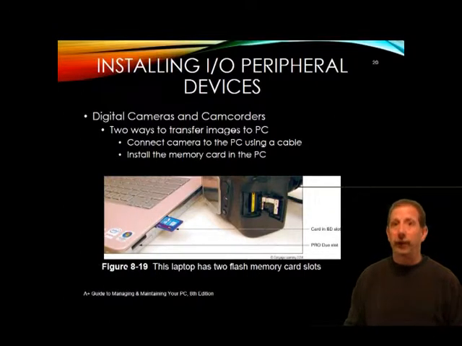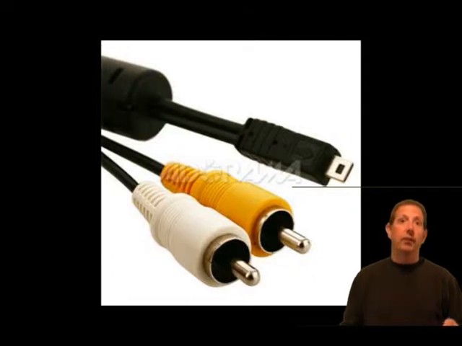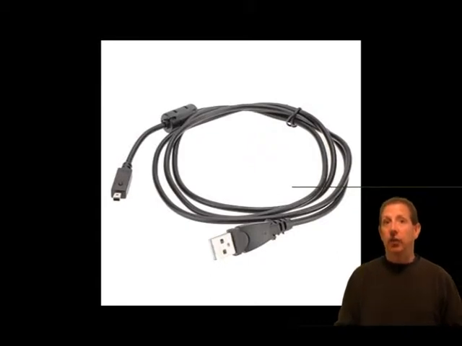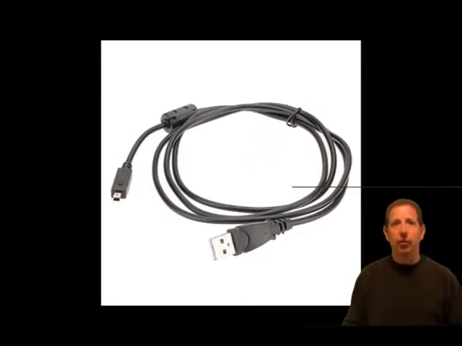Now, here are two ways to transfer images from your camera or camcorder to the PC. One, you can connect the camera or camcorder to the PC using a cable. Using embedded memory or flash memory cards, you can connect a device to your computer using a USB or FireWire port and cable. To connect a device to the PC, you might first need to install the software and then connect the device, or you might need to connect the device and then install the software. Read the camera or camcorder documentation to find out which order you're supposed to use.